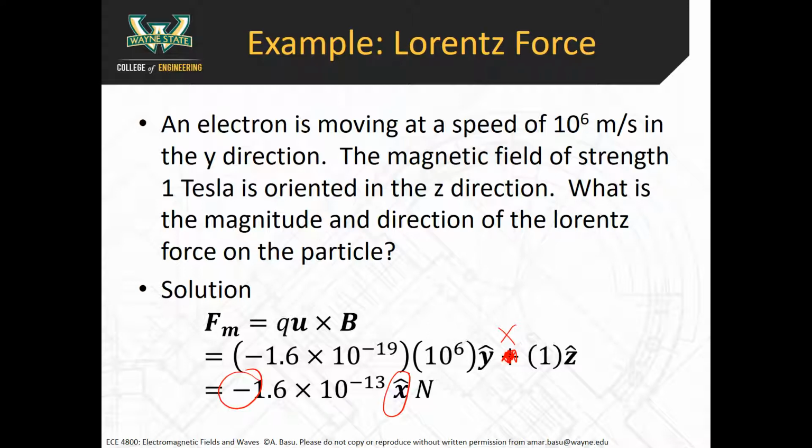Okay. So this is a very simple question, so it can be easily done. There's no sign term that you have to consider here. But let me just show you that if we want to do this calculation the best way, if we're doing F equals Q times U cross B, it's better to do it this way.